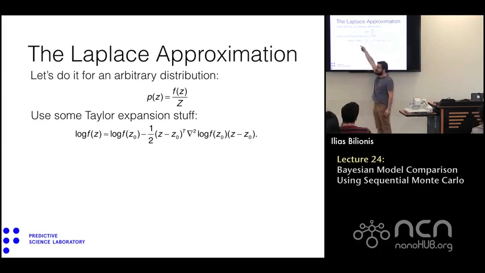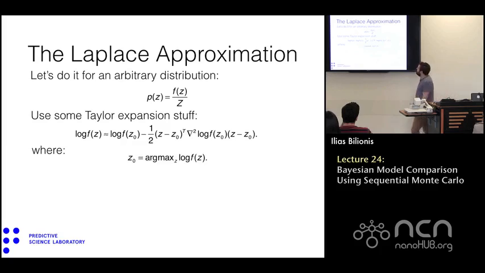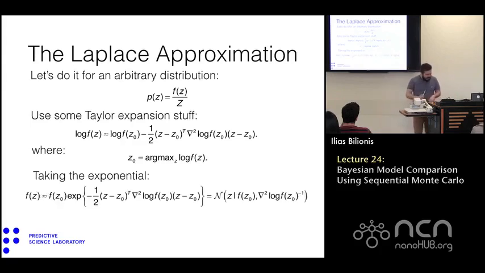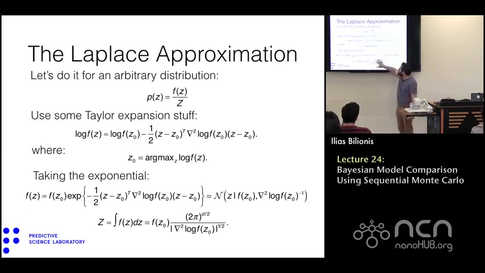You take the logarithm of the numerator, you take its Taylor expansion around the maximum of the probability. And then at that maximum, the first order term is going to be 0. And you can approximate f of z like that. And if you look a little bit more carefully, you're going to see a Gaussian. And once you see the Gaussian, you see the normalization constant, because it's going to be the normalization constant of the Gaussian. That's the idea.